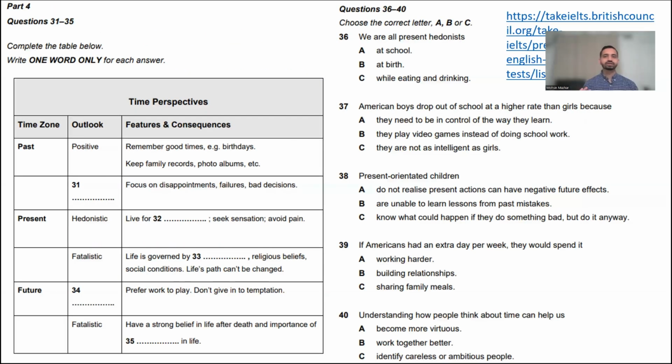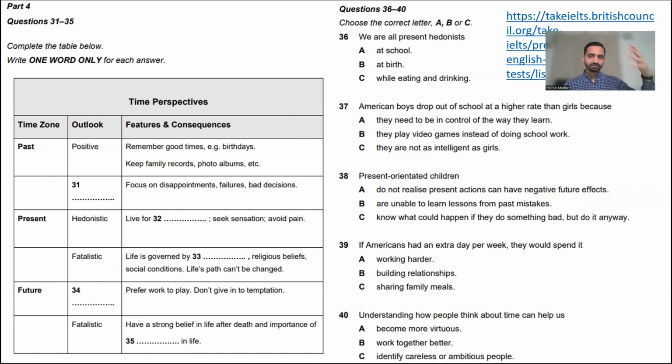All right, let's do the first activity here. For this one, you have a table plus you have multiple choice. So you have a combination, right? So from 31 to 35, you have to complete a table. You've got columns. Please read the headings, very important. The main heading is time perspective.